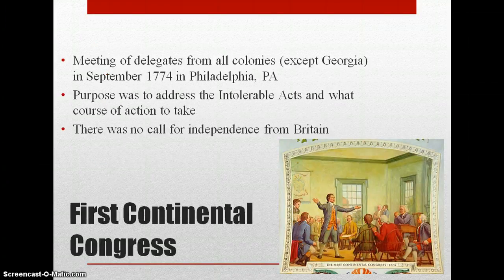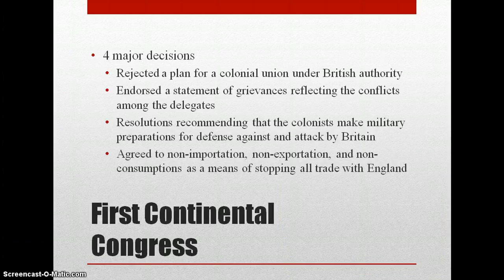The First Continental Congress meets in Philadelphia in September 1774, with the exception of Georgia. Their purpose is to address the Intolerable Acts and what course of action to take, but there is no real call for independence from Britain at this time.